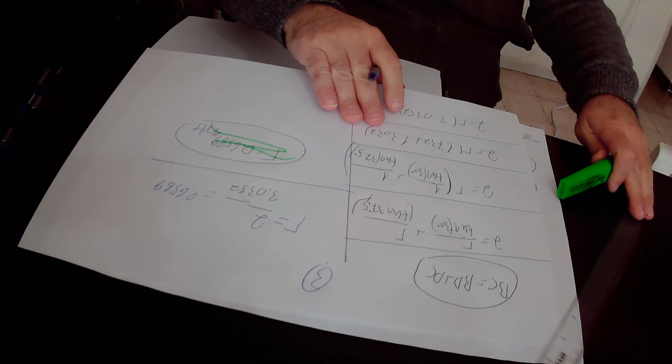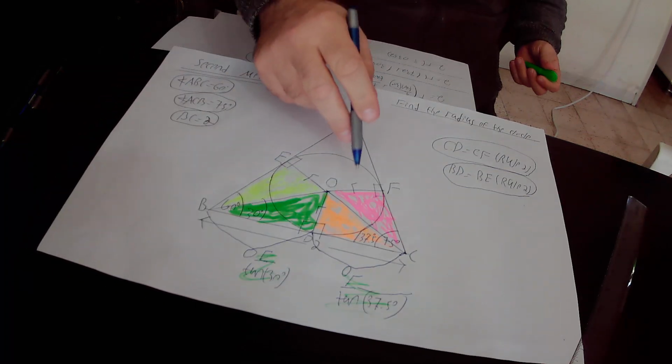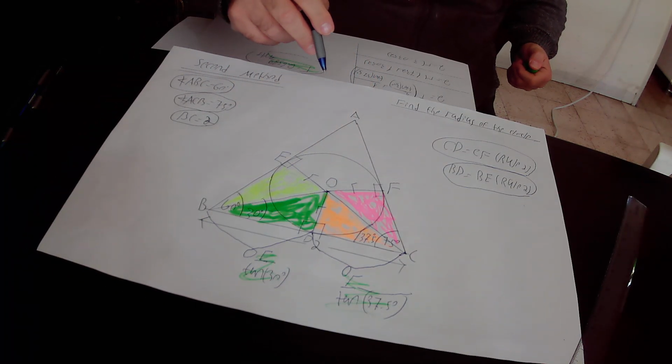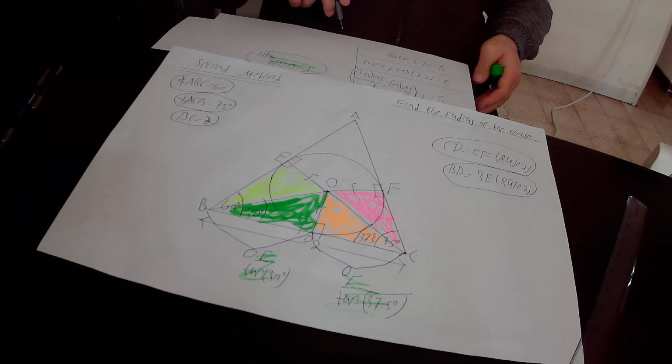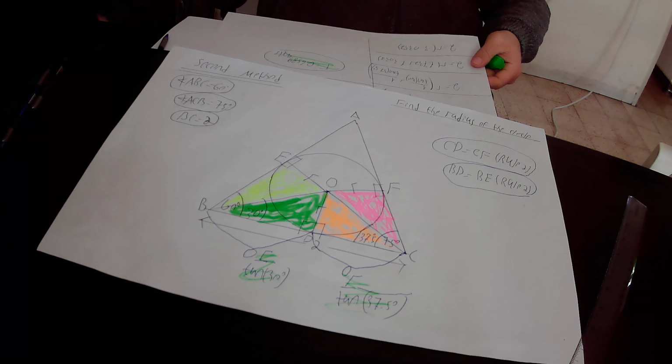So actually, in both methods, we found out that the radius R of this circle equals 0.6589 units. In the next step, I will summarize the lecture. We start with the first method also.